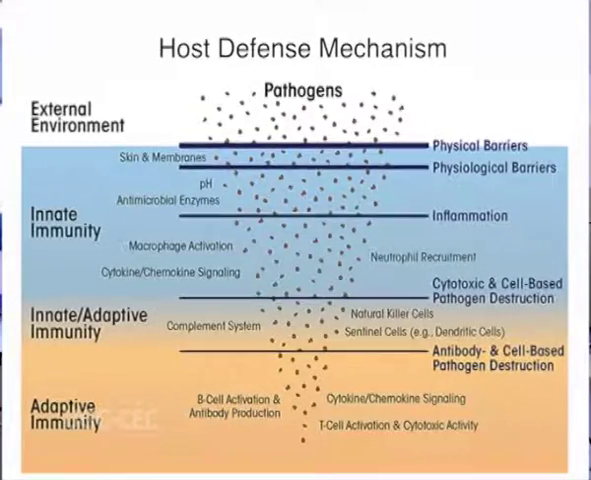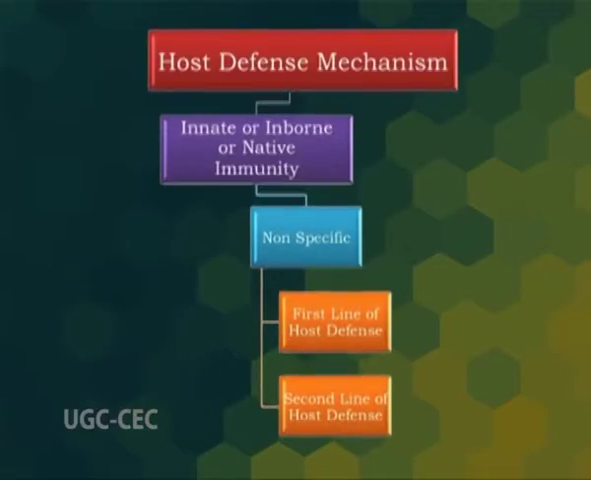The body starts the hurdles for a pathogen at the site of entry in the body. This segment is dealt with by the components of innate immunity. The mechanisms involved in innate immunity are the first line of host defense and the second line of host defense. These are non-specific host defense mechanisms. They respond to all the incoming pathogens in the same manner and do not respond differently to different pathogens.